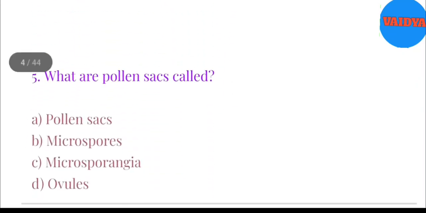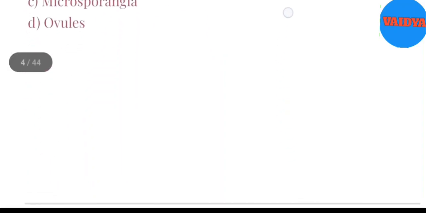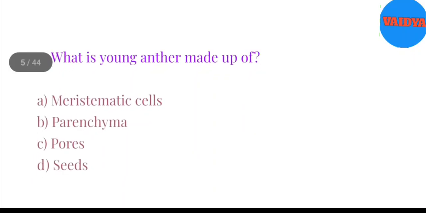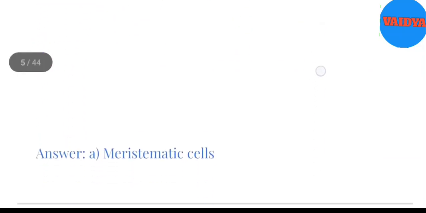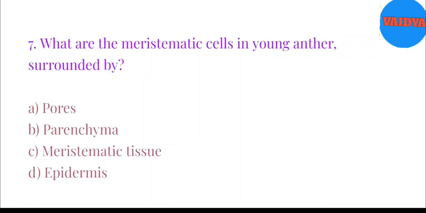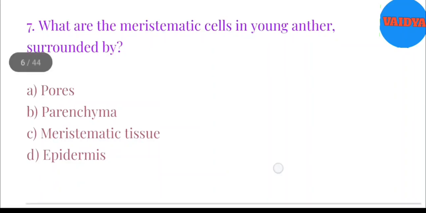5. What are pollen sacs called? A. Pollen sacs. B. Microspores. C. Microsporangia. D. Ovules. Answer: C. Microsporangia. 6. What is young anther made up of? A. Meristematic cells. B. Parenchyma. C. Pores. D. Seeds. Answer: A. Meristematic cells. 7. What are the meristematic cells in young anther surrounded by? A. Pores. B. Parenchyma. C. Meristematic tissue. D. Epidermis. Answer: D.